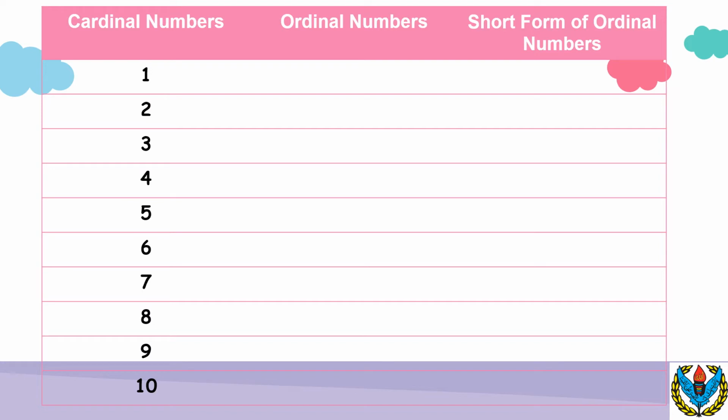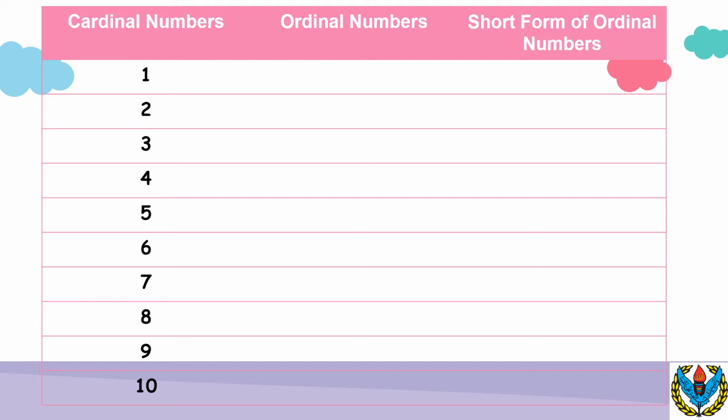Now we'll learn the first 10 ordinal numbers and their short forms. You must learn and memorize the correct spelling of ordinal numbers. ये बहुत important है इसलिए इसको ध्यान से करना है और सही सही spellings के साथ याद रखना है. अब cardinal numbers आपके सामने हैं 1 से 10 तक. Ordinal number उसके respective क्या होंगे?